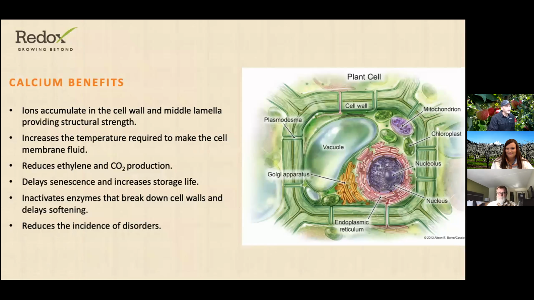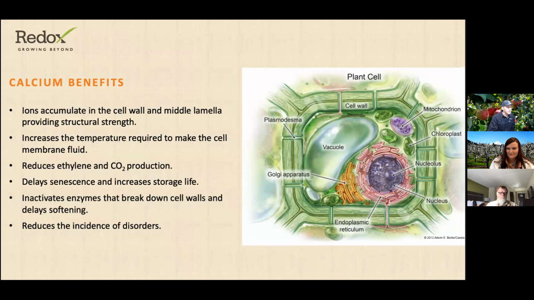So a little bit about calcium benefits. Many of you are familiar with these. I'm just going to review this very, very quickly. Ions accumulate in the cell wall and the middle lamella, providing structural strength. Calcium increases the temperature required to make the cell membrane fluid, and this is part of resistance to variations in temperature, heat stress, cold stress, etc.